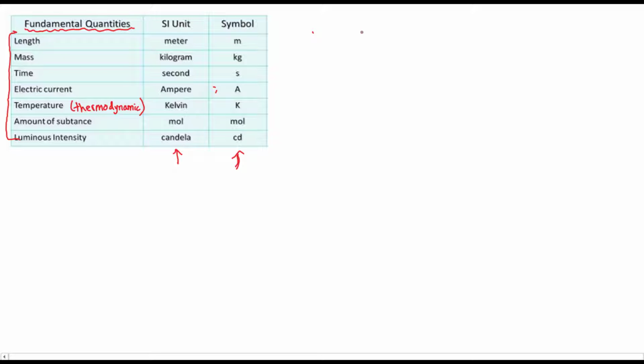Now, the thing is that these fundamental quantities all have very interesting definitions. For example, the second is defined as the duration of 9,192,631,770 periods of the radiation corresponding to the transition between two hyperfine levels of the ground state of the cesium 133 atom. Now, I have no clue what that means, but it's interesting.